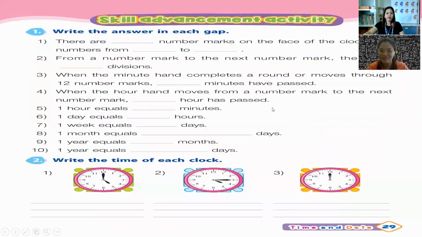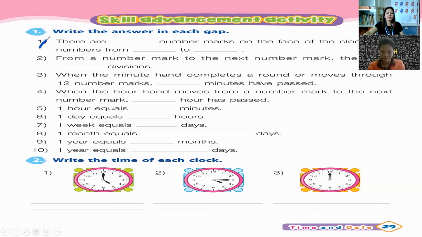Okay, we move on to your homework. Don't worry, Teacher D will not give homework for word problems because I know it's still confusing. But there we have here page 29, skill advancement activity. In number 1, write the answer in each gap. This is very easy. This is all about the clock, and I know you already know how to read the clock.